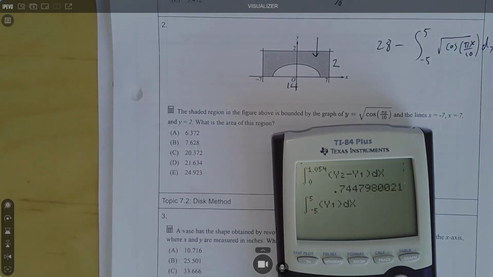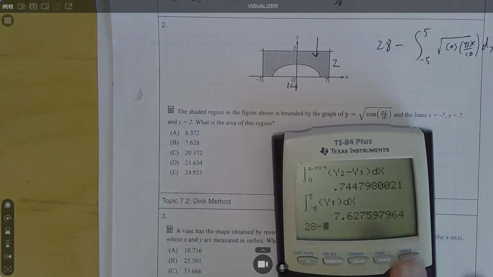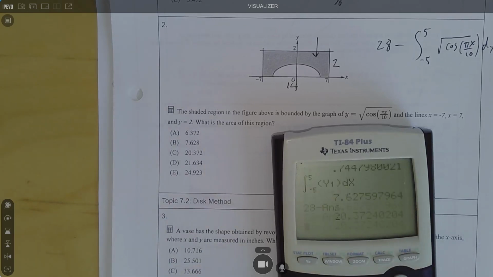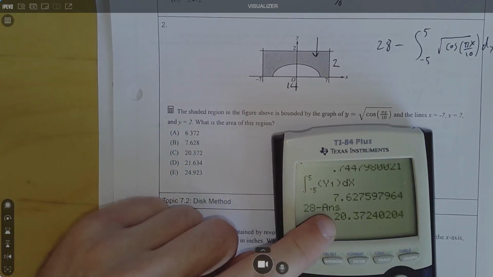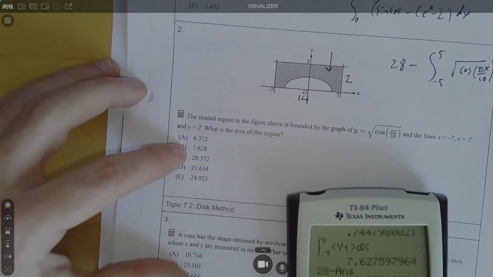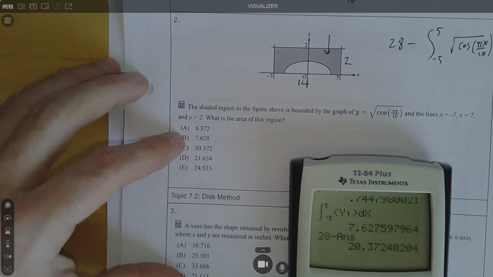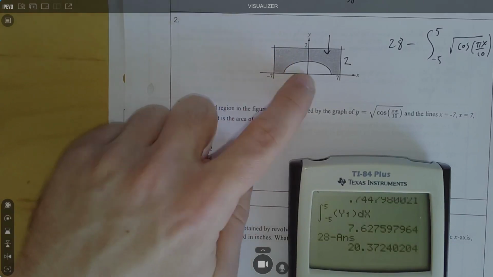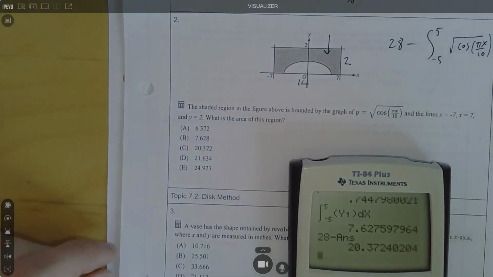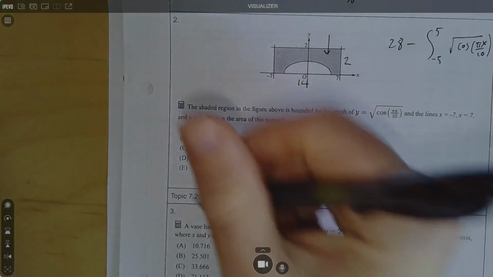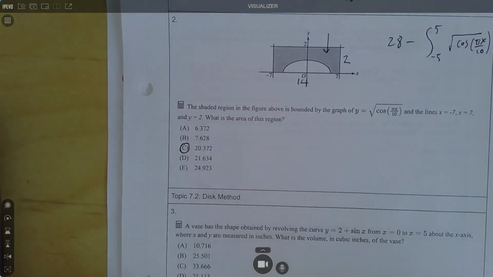It is taking its sweet time here. There we go, 7.6. So we're going to do 28 minus that. And you can see they've got a red herring answer there. 20.37 is our answer. They put that answer we just got, 7.628, but that's not the shaded region, that's the empty region. So our answer is 20.372. That's C. Okay, and that's area under the curve.